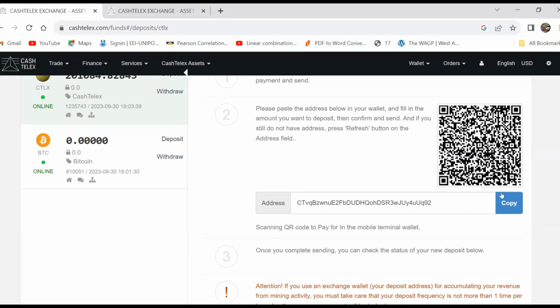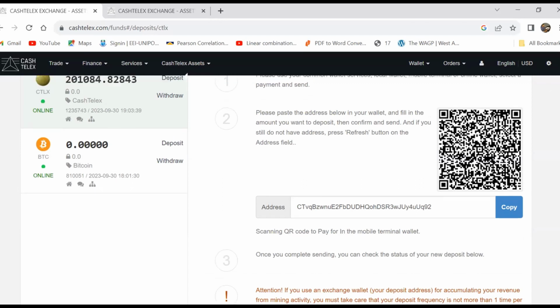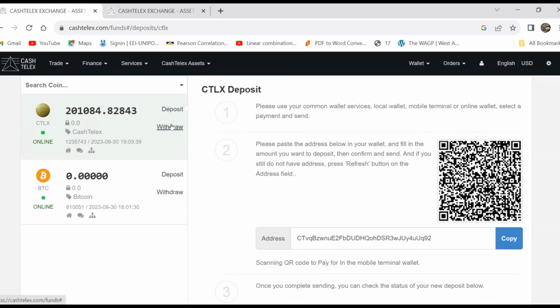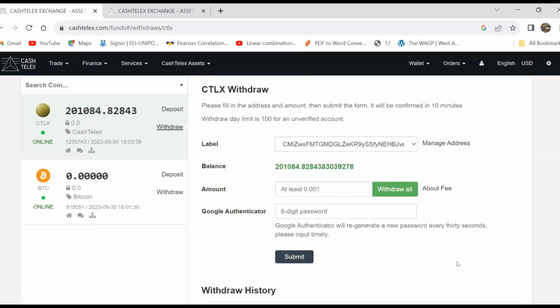But if you are withdrawing now, can you see my cursor? So you go to withdraw, you click on withdraw. So you will see this. So don't get confused when you see all this drama. Just go straight to what you need to do. So now, CTLX withdraw. Please fill in the address and amount, then submit the form. It will be confirmed in 10 minutes.